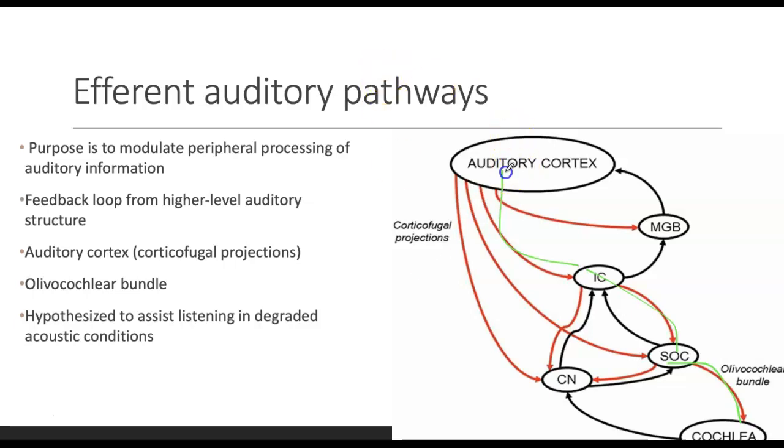So again, higher levels communicate with lower levels, and then higher levels communicate with even lower levels, from the auditory cortex down to the cochlea. Okay, and again, we'll cover this a little bit more. All right, that's it for the central auditory nervous system.